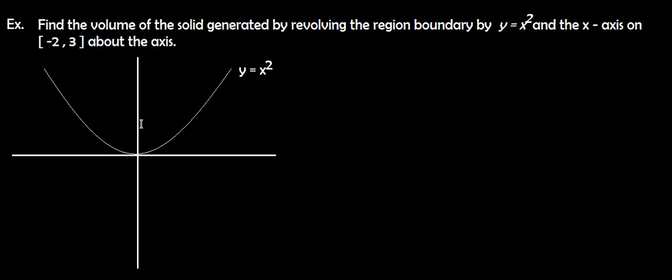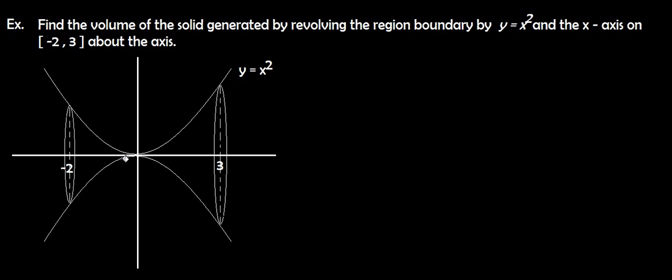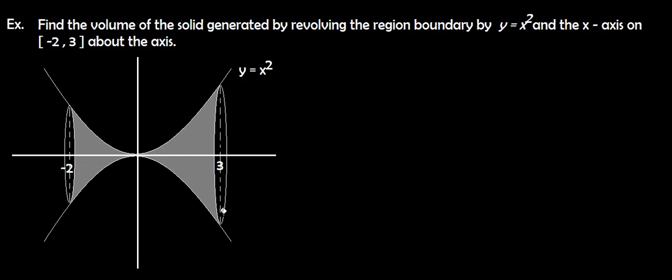Okay, we have drawn the diagram, and this is the y-axis, this is the x-axis, and this is the polynomial y equals x square. And we want to revolve this region boundary, meaning this equation, about the x-axis and on this range -2 up till 3 on this same axis. So firstly make a diagram for this revolution, and we want to calculate the volume of the solid generated by revolving. See, these are the volume regions that we want to calculate.